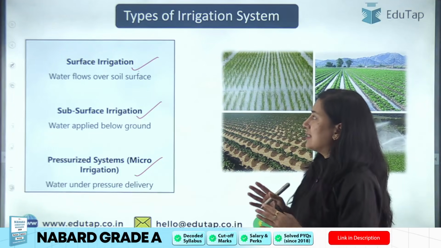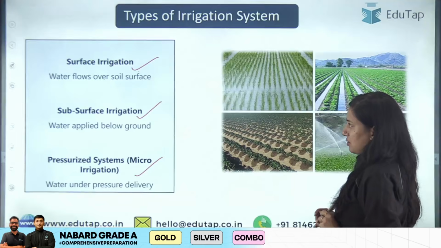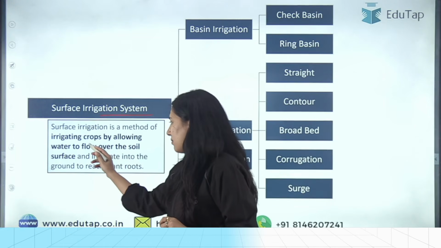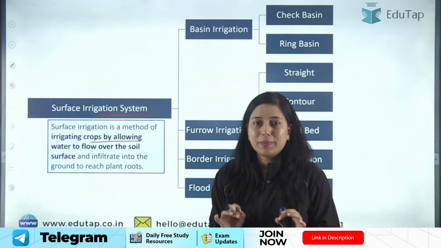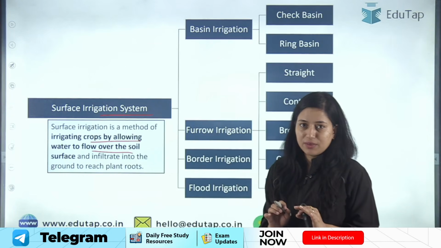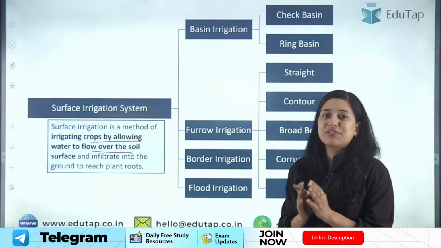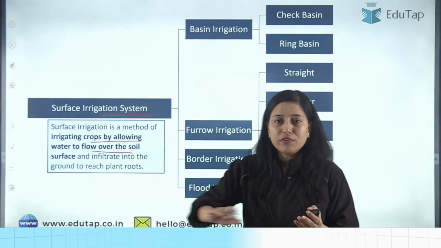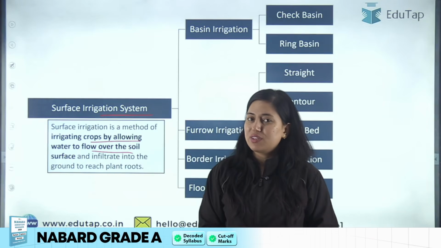Now first let us understand about surface irrigation system. So students, what is surface irrigation system? When we irrigate the crop in such a way that water is allowed to flow over the surface of soil, that type of system is known as surface irrigation system. It means when we are allowing water to just flow over the soil surface, that is surface irrigation system.